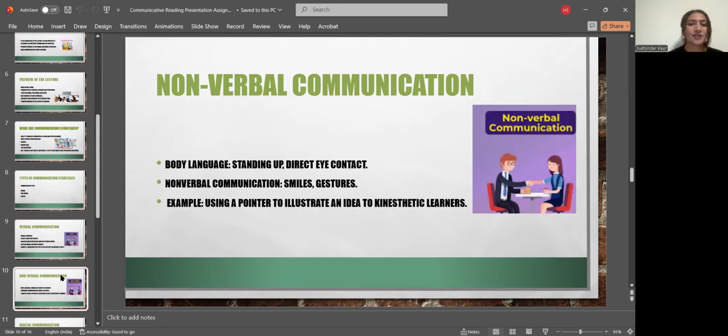Then non-verbal communication, body language, standing up, direct eye contact. Non-verbal communication, smiles, gestures, explain using a pointer to illustrate an idea to connect learners.